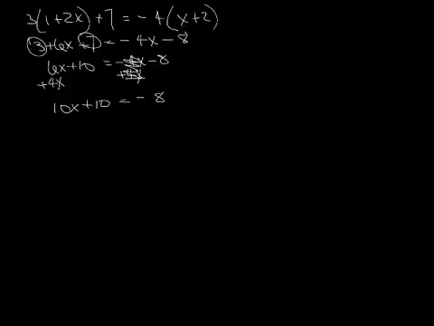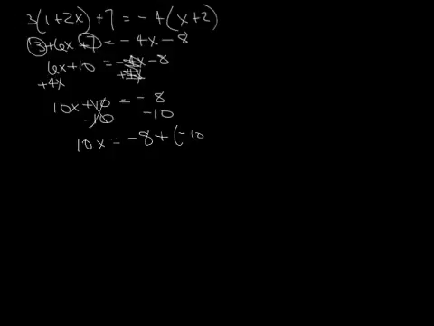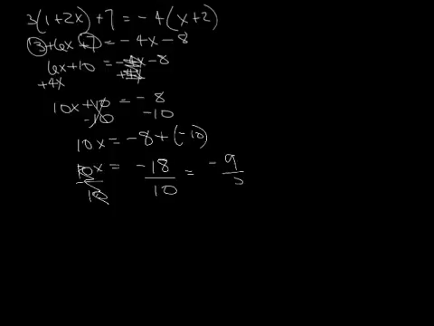Well, now I've got to get rid of this 10 there, because I'm trying to get my x by itself, so I subtract 10 from both sides, and those go away, and I get 10x equals negative 8 minus 10, or negative 8 plus negative 10. Signs are the same, so we add them, put the sign on there. Divide by 10, that goes away. Negative 18 over 10 is the same as negative 9 over 5 when it's reduced, and that ends up being our answer.